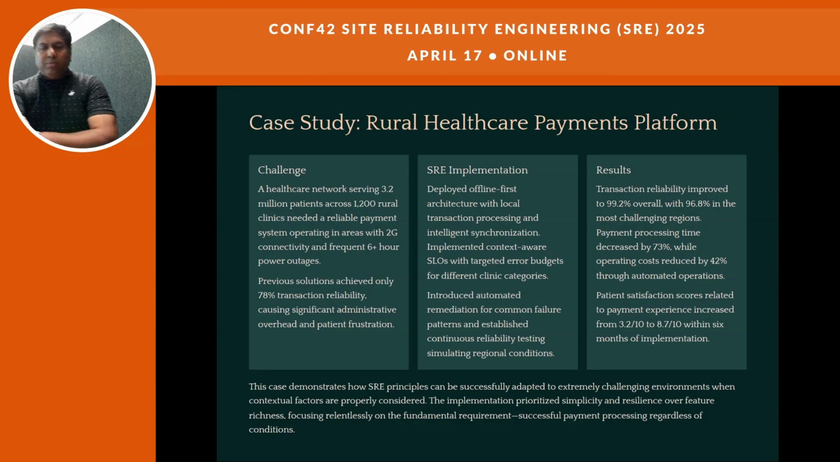Now let's examine a real world case, a rural healthcare payments platform. This was one of the very important and widely recognized real world implementations that was discussed in several areas. Serving millions of patients under 2G connectivity and frequent power outages, they applied offline first architecture and regional SLOs. The result: transaction reliability soared from 78% to over 99%, which is almost 100%. And patient satisfaction jumped significantly, which is crucial in this aspect.